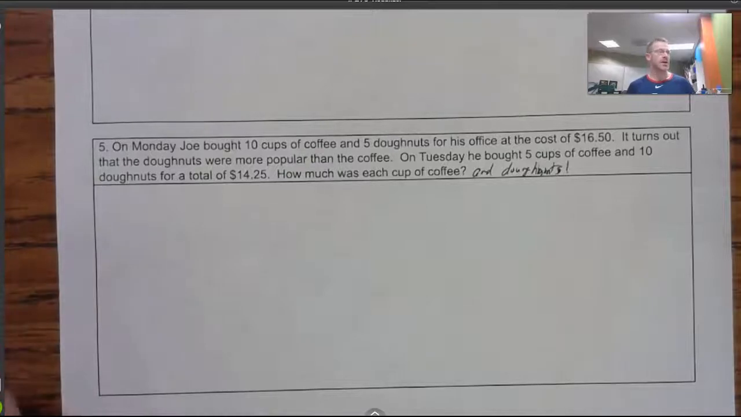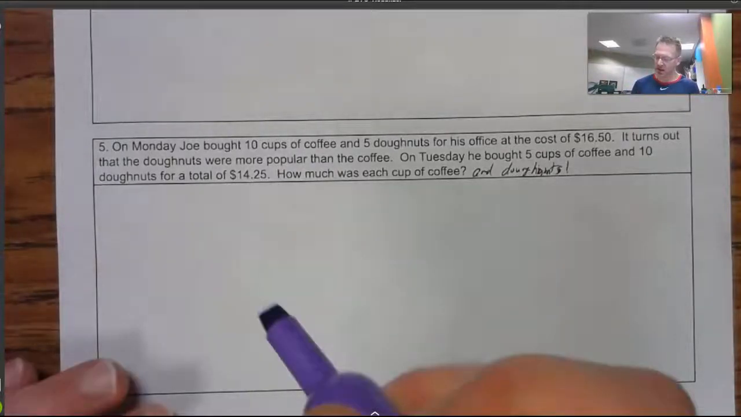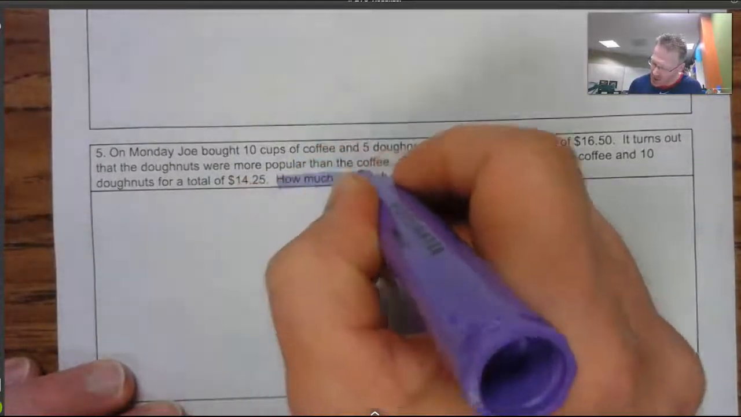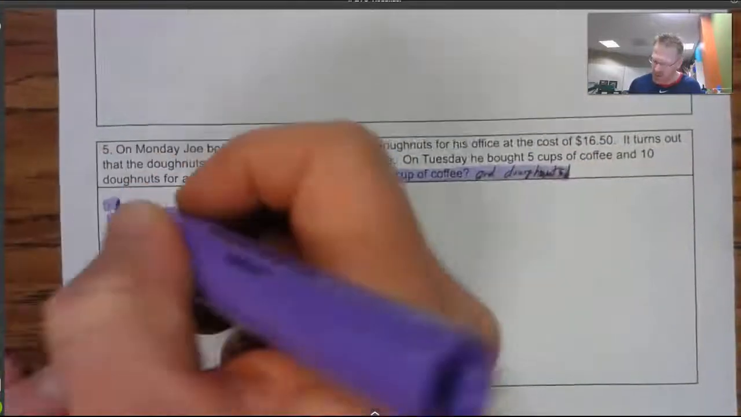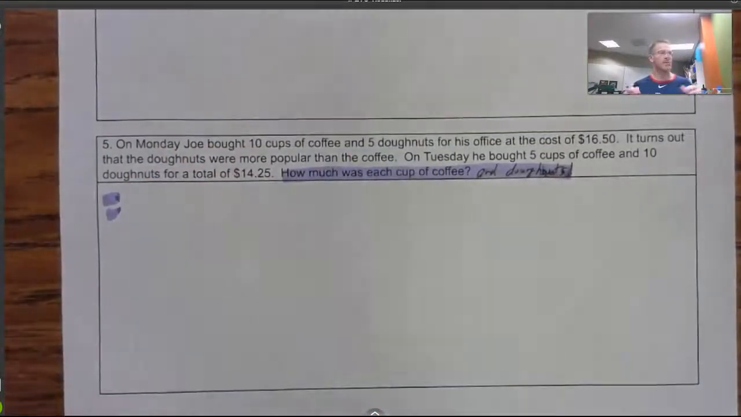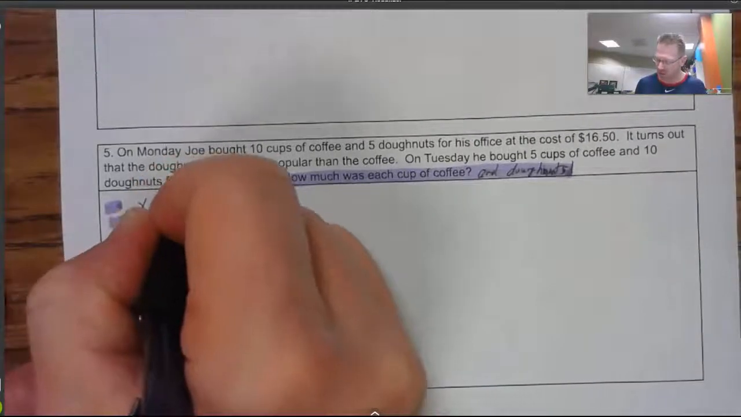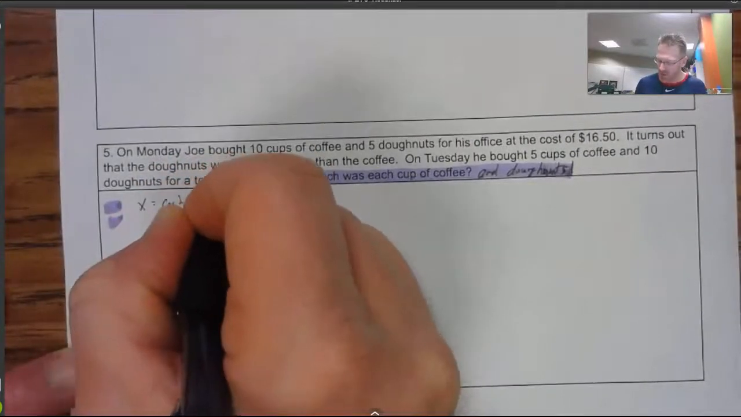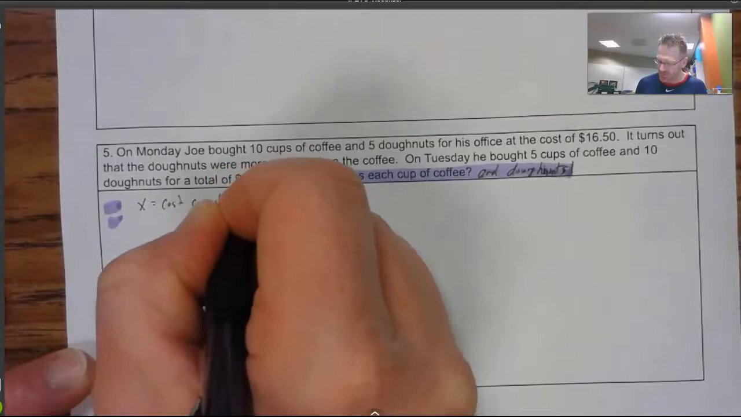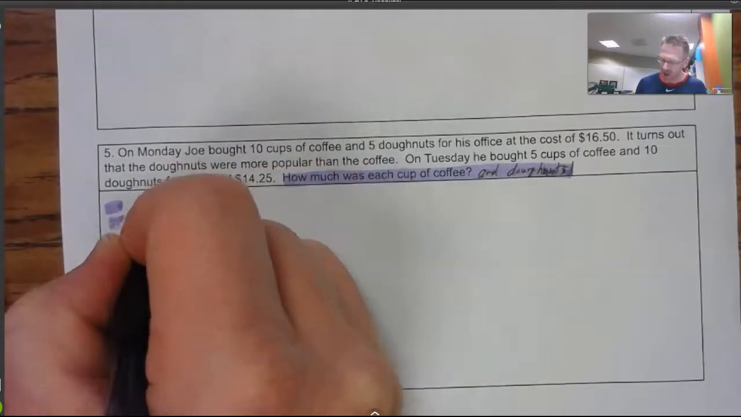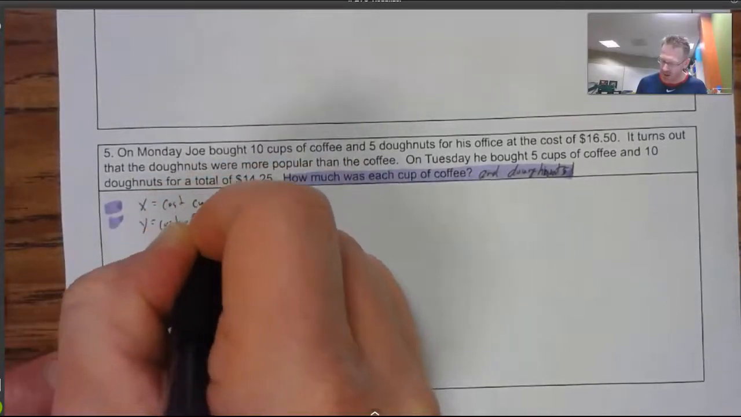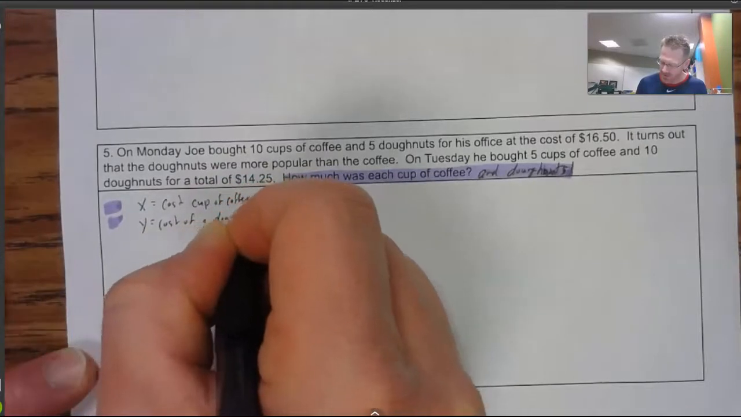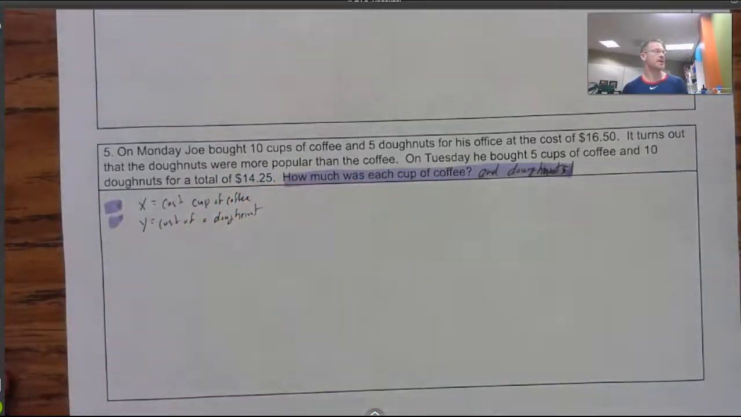Now once again, the question is telling us our variables here. When I think about this, that's going to give me my 2 variables. How much was each cup of coffee? So let's let X equal the cost of a cup of coffee. And let's let Y equal the cost of a donut. I think I spelled it right that time. There's our variables. That's what we're looking for. How much does each cup of coffee cost? How much does each donut cost?